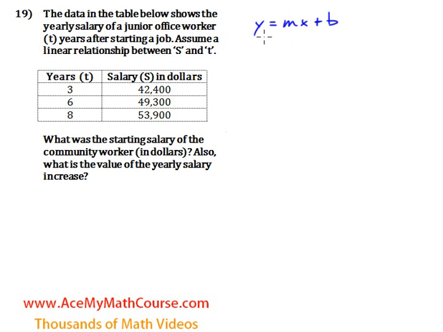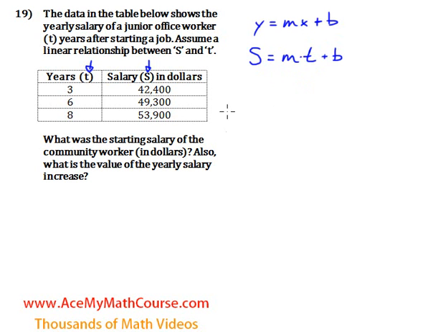of a linear equation. But in this case, we're dealing with S and T for salary and number of years. So instead of Y, I will use S, which will represent the salary of the worker. M will represent the slope of the line, and we're going to be multiplying the slope by X, in this case actually T, which represents the number of years after the worker started the job. And here we have B, which is usually the y-intercept. In this case, it will be the s-intercept.